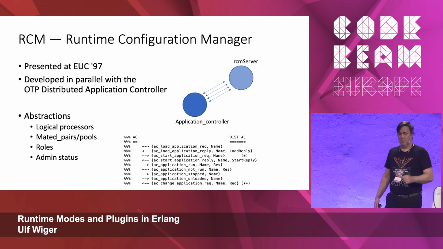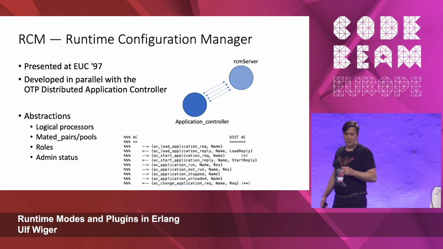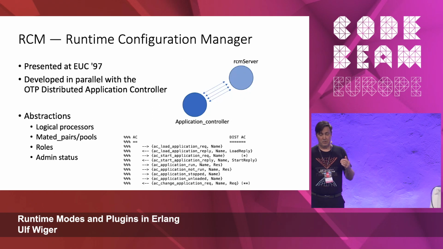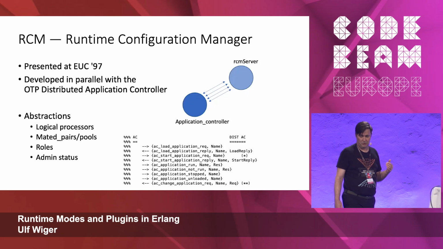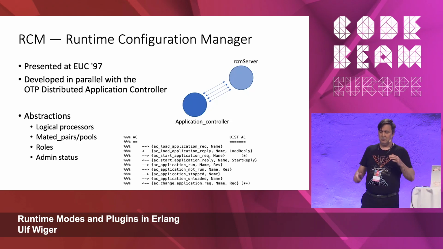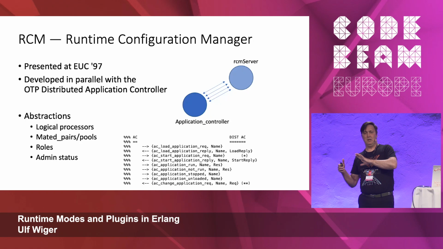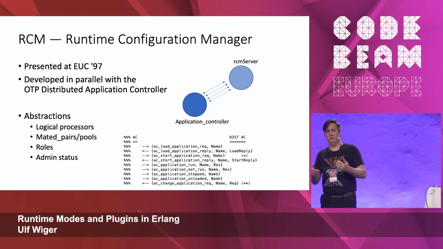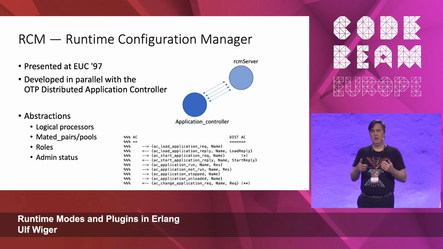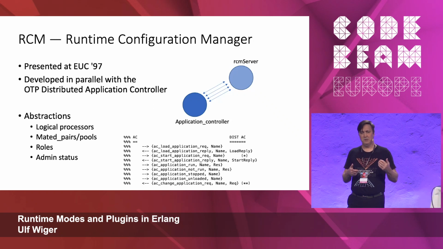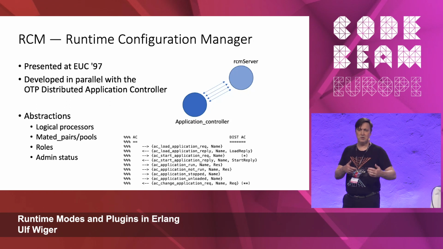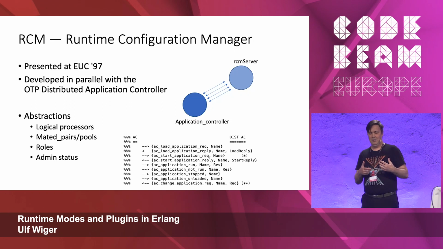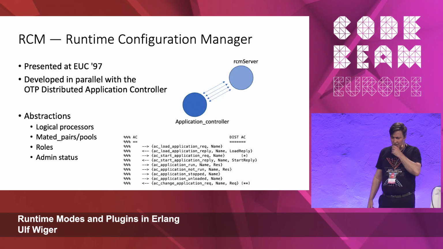So the RCM was what I presented at the Erlang user conference in 1997. It was the Runtime Configuration Manager, our cluster controller. This was actually developed in parallel with the OTP distributed application controller, the dist-AC. I don't know if any of you have used that. And we went through a couple of iterations trying to figure this out. And Martin Björklund was at the OTP team, and he was doing the application controller stuff, and I was doing the RCM in the ATM project.